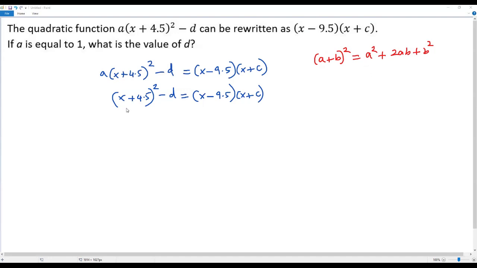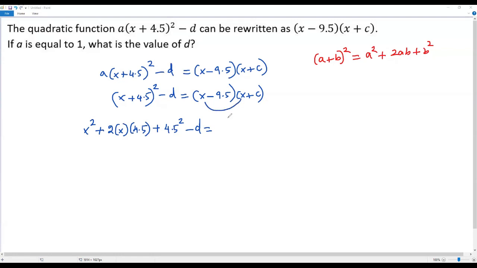Comparing this (x + 4.5) the whole square with (a + b) the whole square, in the place of a we have x, and in the place of b we have 4.5. So in this expansion we have to replace a by x and b by 4.5. Okay, let me do it. For a square we can write x square, plus 2ab, meaning for a we write x and for b we write 4.5, and plus b square means 4.5 square, and apart from that we have negative d. Also we can multiply the two binomials over here.